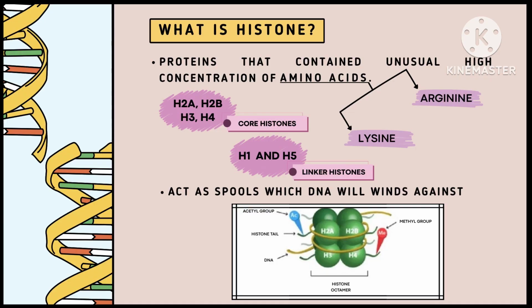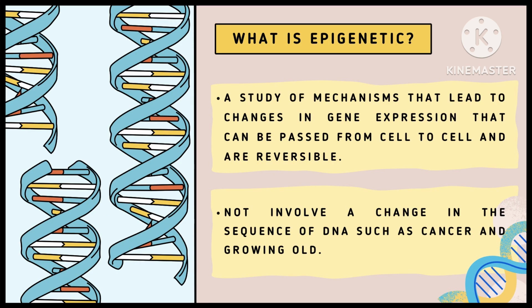What is histone? Histones are proteins that contain an unusually high concentration of the amino acids lysine and arginine. H2A, H2B, H3, and H4 are core histones, whereas H1 and H5 are linker histones. Histones act as spools, which DNA wraps around. From the diagram below, we can also observe the histone tail, which extends out and is subject to various post-translational modifications. This histone modification plays a crucial role in regulating gene expression by either loosening or tightening the interaction between DNA and histone.